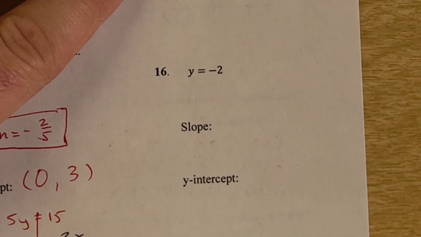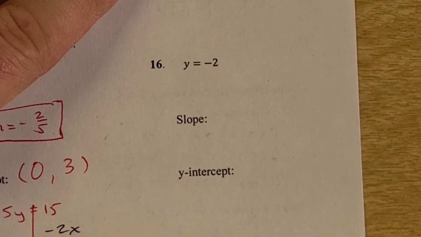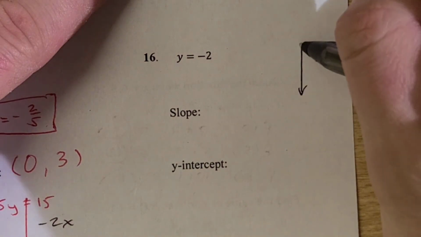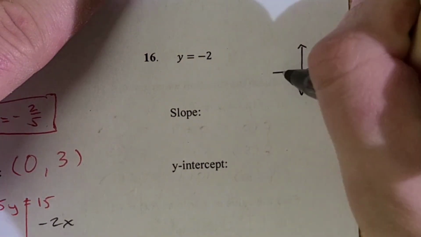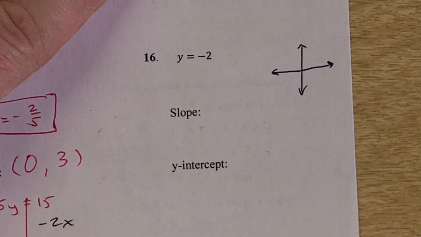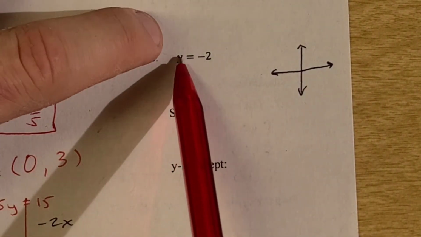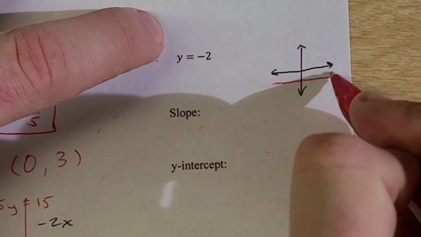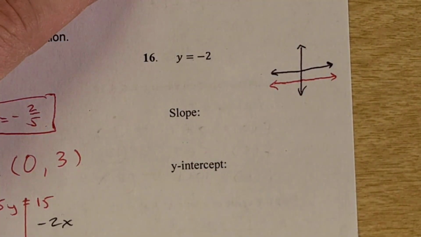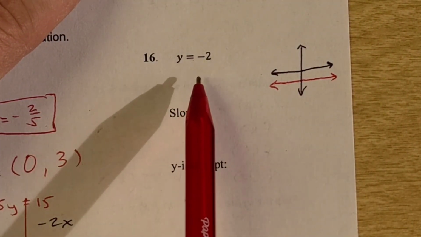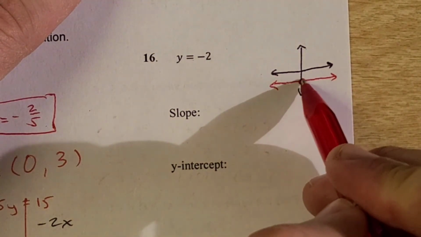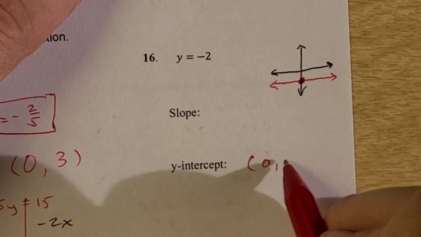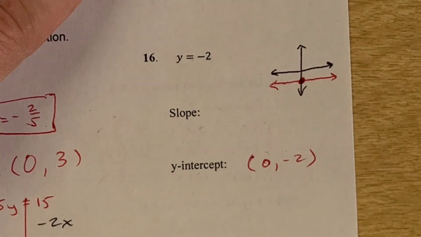All right, last one on here. Now this one might have been kind of tricky for you if you don't know what the graph of this equation looks like. If I were to draw a little graph here, if you remember from our notes, we said anytime it says y equals a number, it is actually just a horizontal line. It's a flat line. Now this is a flat line at y equals negative 2, meaning this value right here is negative 2. So you should be able to tell me the y-intercept is 0, negative 2.